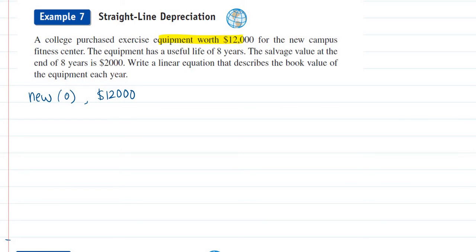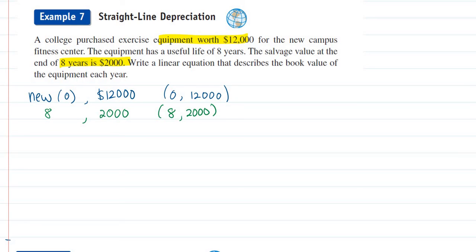Then it talks about the equipment has a useful life of 8 years. Salvage value at the end of 8 years is this. So we know that when it's 8 years old, it has a value of $2,000. These are actually coordinate pairs: (8, 2,000) and (0, 12,000).